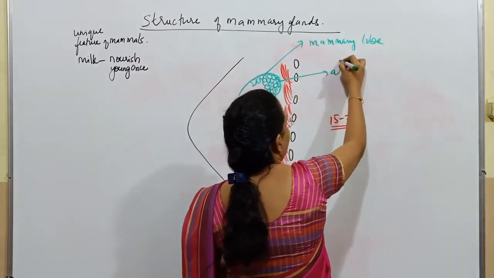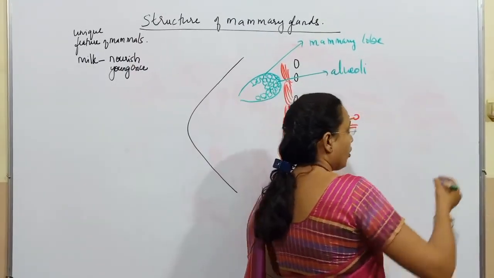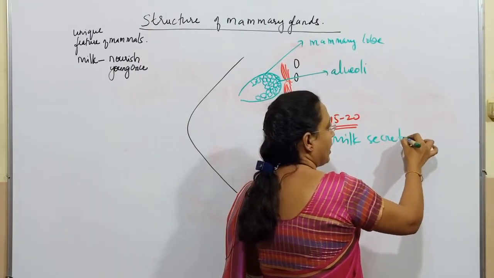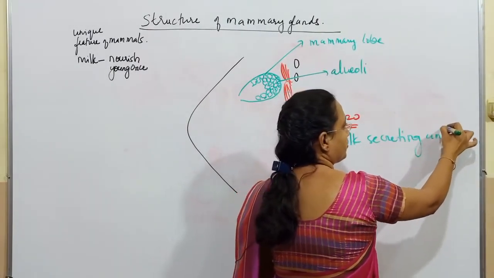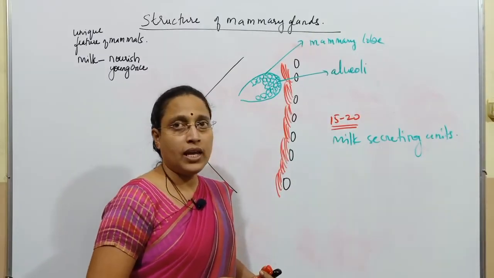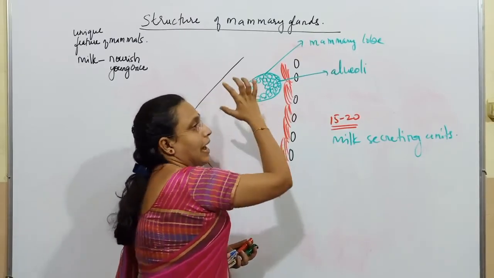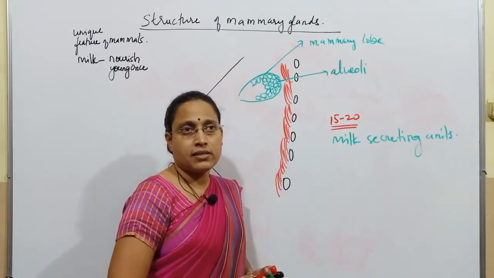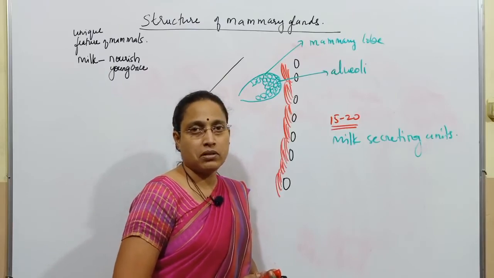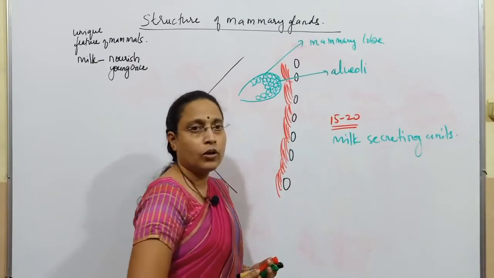So these are alveoli. How do you define it? Alveoli are the milk secreting units of mammary glands. Now, this is called the glandular portion of mammary glands. Then one more part is there. Another portion is the duct portion. Why is it called the glandular portion? Because the milk is secreted here in the milk secreting unit called alveoli.